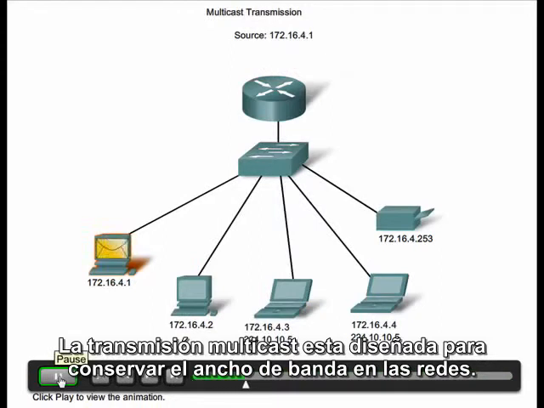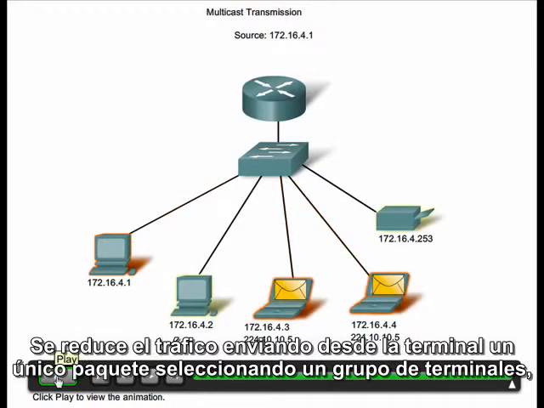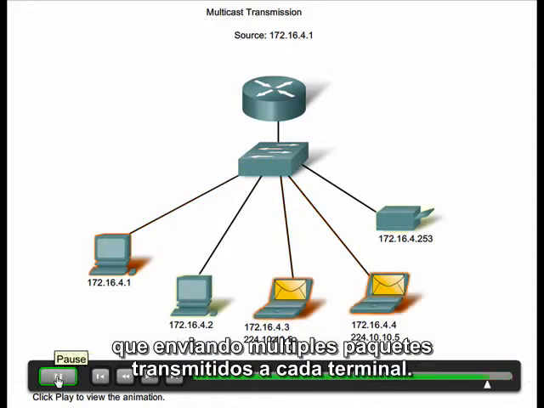Multicast transmission is designed to conserve bandwidth on networks. It reduces traffic by enabling a host to send a single packet to a selected group of hosts rather than sending multiple unicast transmissions to each host.